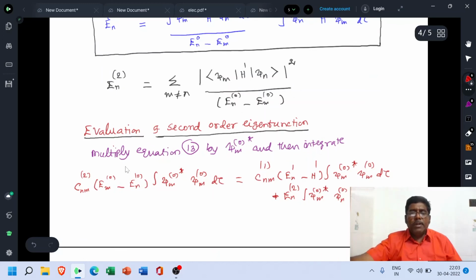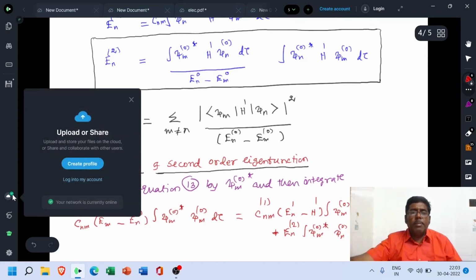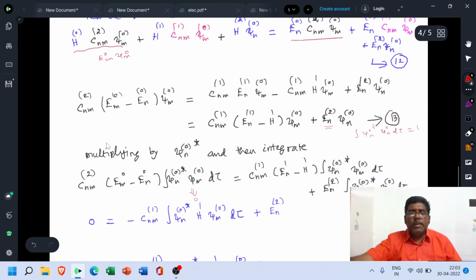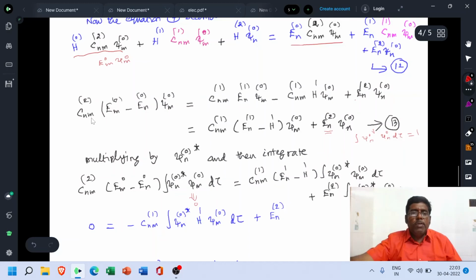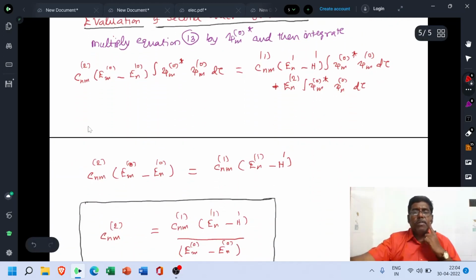In order to evaluate the second order eigenfunction, we have to multiply equation 13 by psi m0 star and then integrate, because see equation 13. In 13 we would like to calculate Cnm of 2. This is with psi m0. If you multiply by psi m0 star and then integrate psi m0 star psi m0 d tau, we can get our normalization condition. So this is equal to 1. So the rest of the terms are present. So equation 13 is multiplied by psi m0 star, we may get the equation of this type. This is unity, normalization condition.